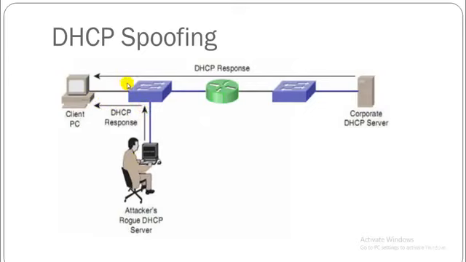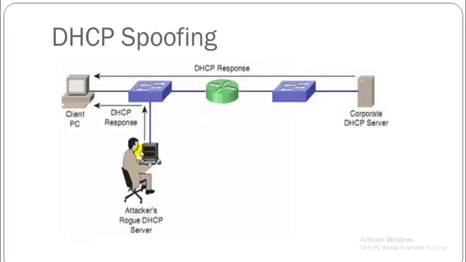And later on, no matter what happens, even if it tries to connect to the corporate original server again, it will not be able to connect. The reason being that the attacker has already gone ahead and poisoned its cache memory, and no matter which one it tries to connect to, it will always connect to the rogue attacker's DHCP server.